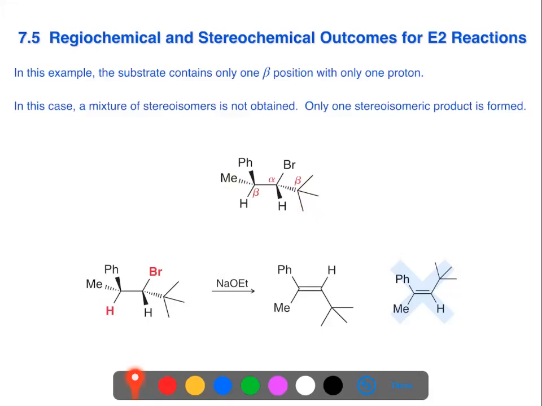So this beta carbon has three methyl groups attached to it. It's a tertiary butyl group. So there are no hydrogens available for an E2 reaction. And so the only other beta position available is this, and we have a single hydrogen attached to it. So this will be the hydrogen that's removed as a proton by the base. And the double bond will form between this alpha and beta carbon, and this will be our leaving group.